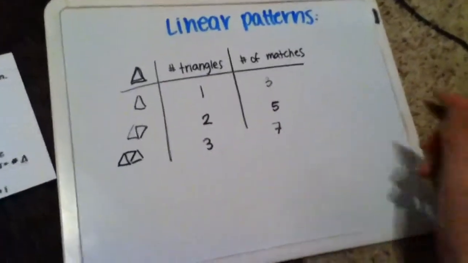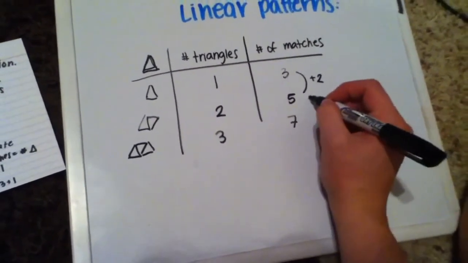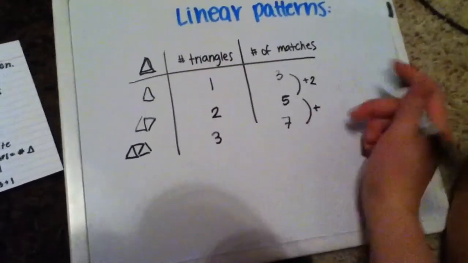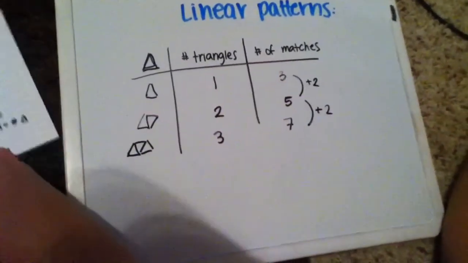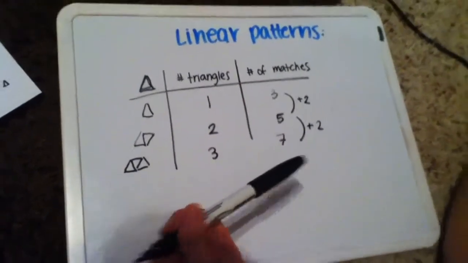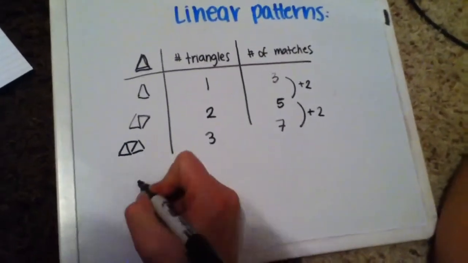Something that we can see is there's a common trend of +2 in the number of matches per one triangle. So now we can see that that forms a pattern, and once we know the rule, we're able to jump numbers. So now we know that we can group these.